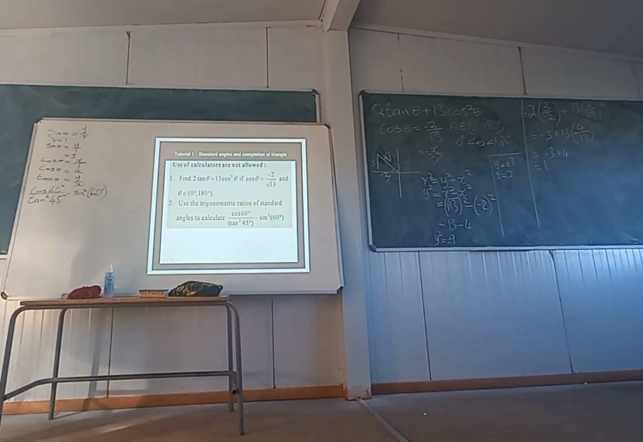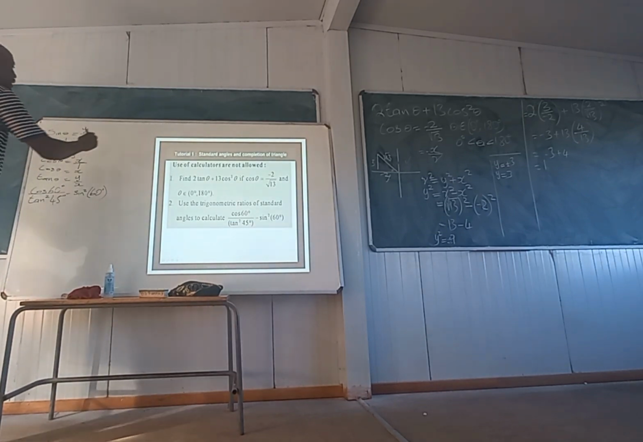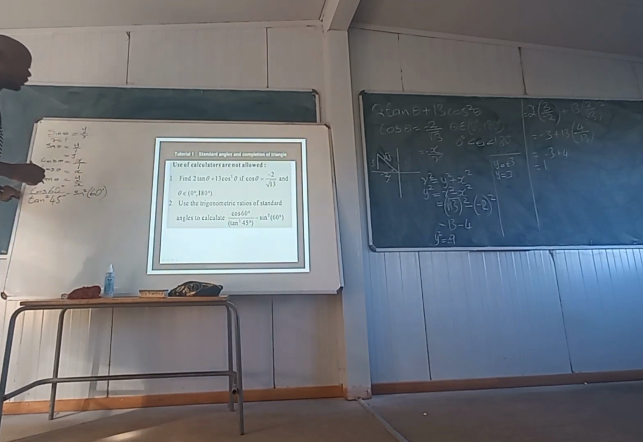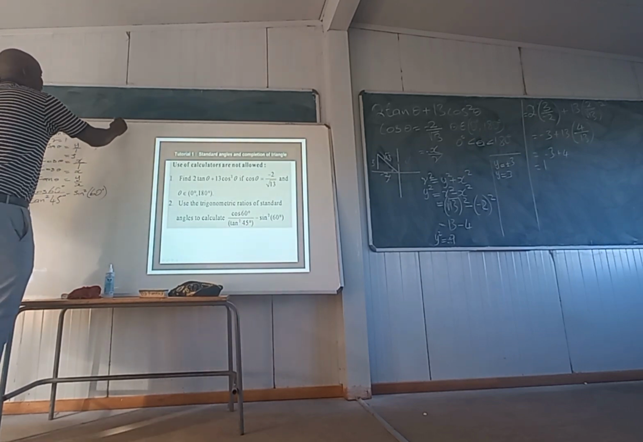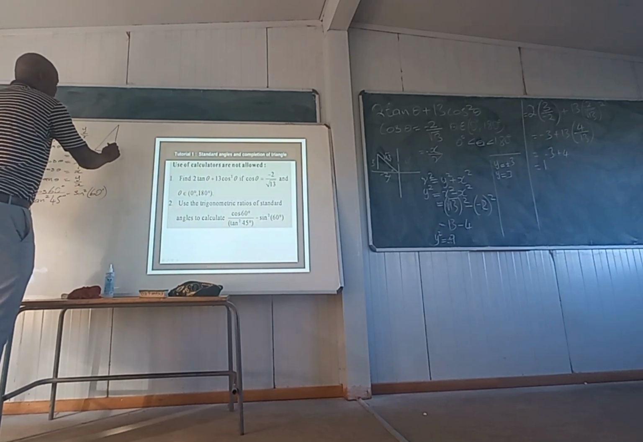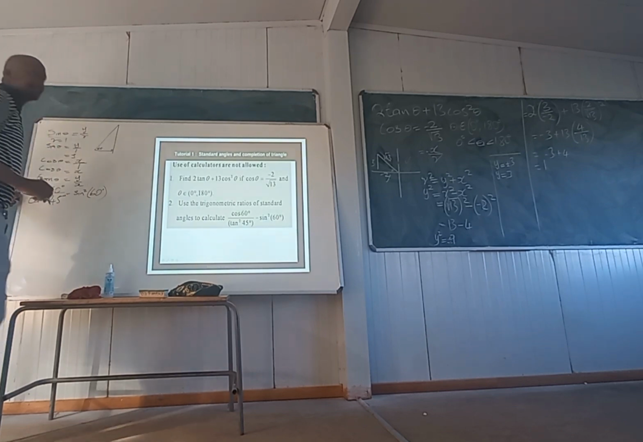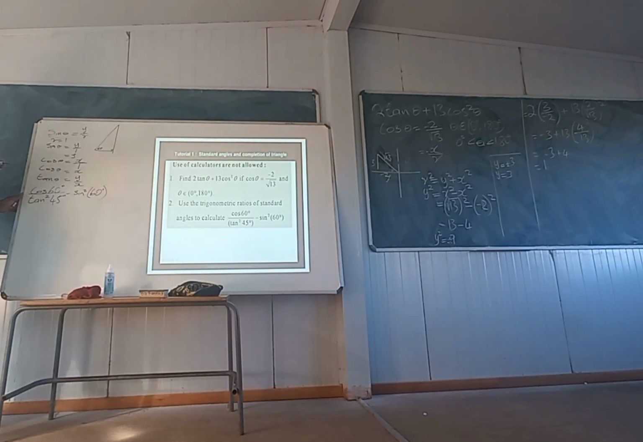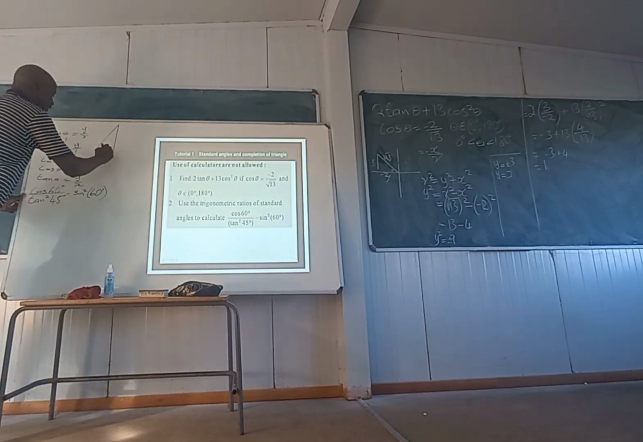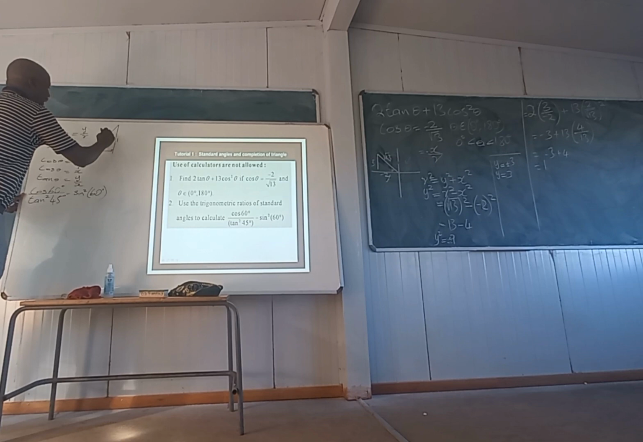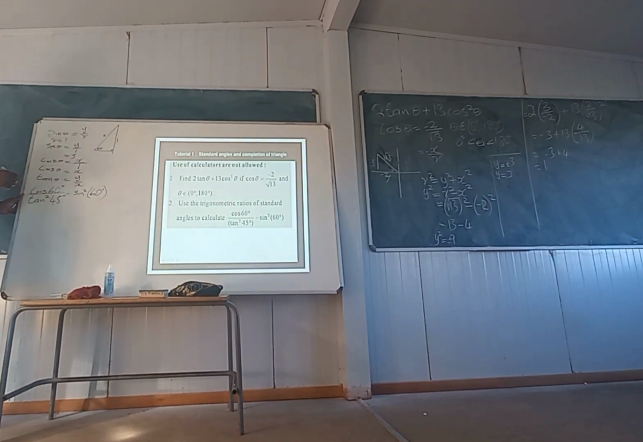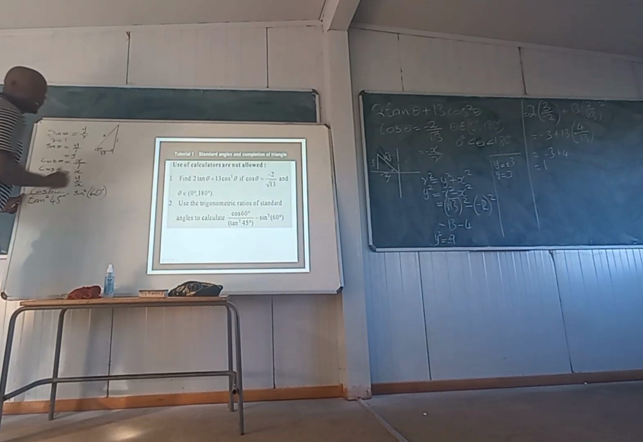To answer this, we need our special angles. Remember 60 and 45; you can draw a diagram here. With 60, cos 60 is 1 over 2, I mean x over r, so it's 1 over 2. Then y is the square root of 3.